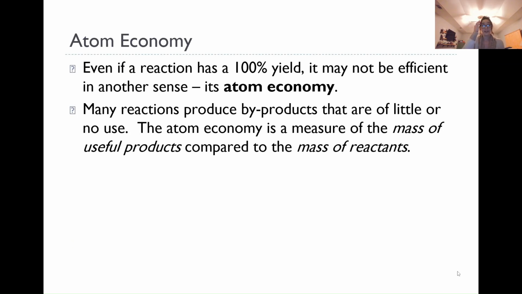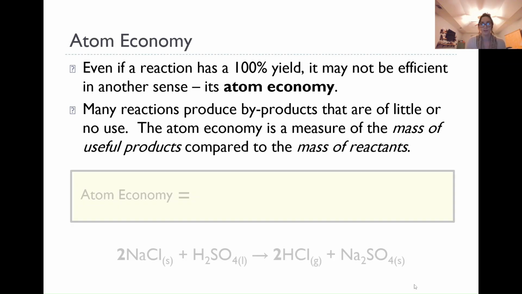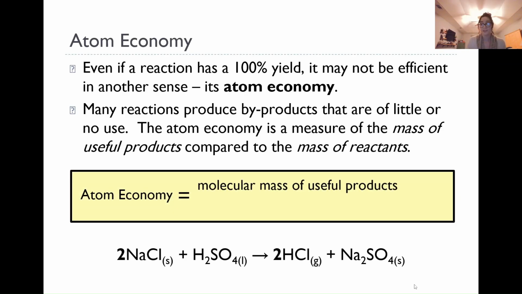So in an industrial setting, even if a reaction has 100% yield, it may not be efficient in another sense. For example, using a principle called atom economy. Atom economy is basically measuring how much of a product of interest you are making in a reaction, because many reactions produce byproducts that are not of use. So the atom economy is the measure of the mass of the useful products compared to the mass of the reactants. It's not the same as percent yield. It's basically telling you how much of the product you wanted to make from the reaction you actually made.